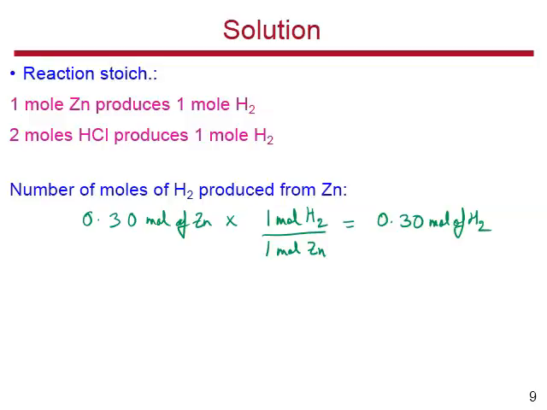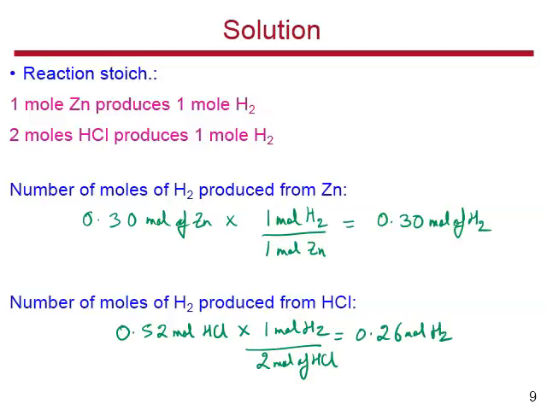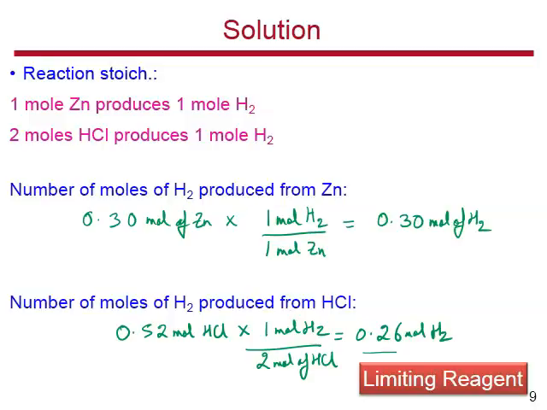Now let's do the same with HCl. The number of moles of H2 that is produced from HCl is given by 0.52 moles of HCl times the number of moles of hydrogen that is formed from 2 moles of HCl. And if you do the math right, the answer will be 0.26 moles of hydrogen. And therefore, we can see that HCl gives the least amount of hydrogen, and therefore it is the limiting reagent.